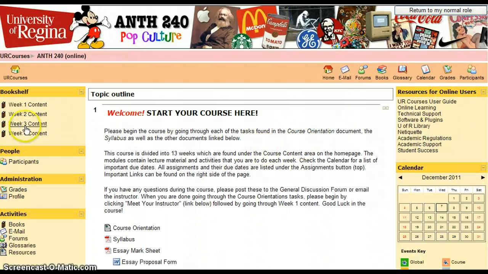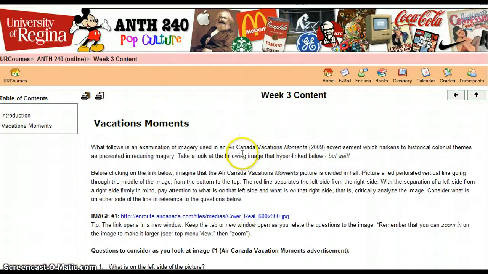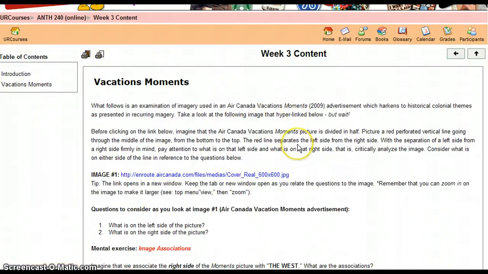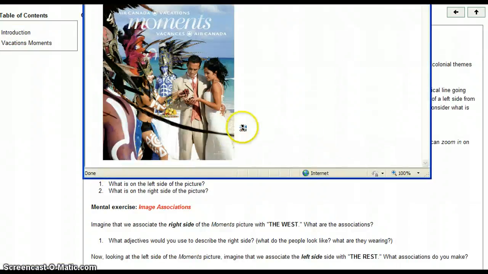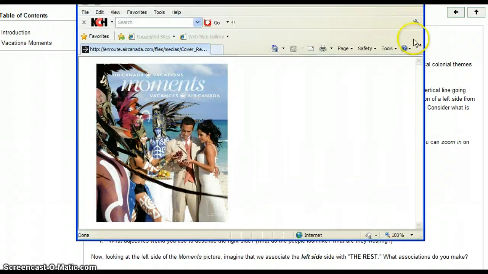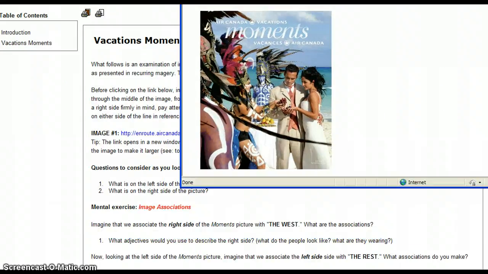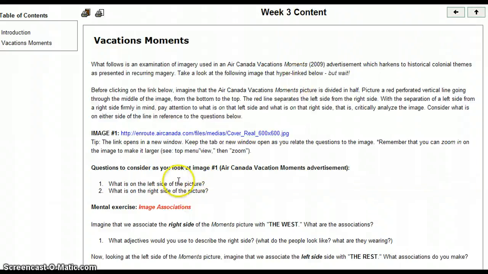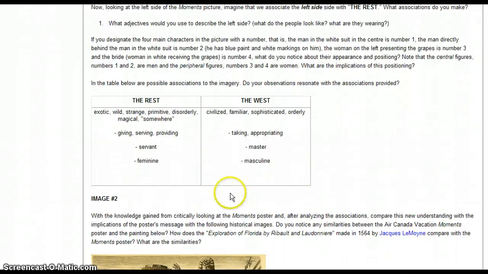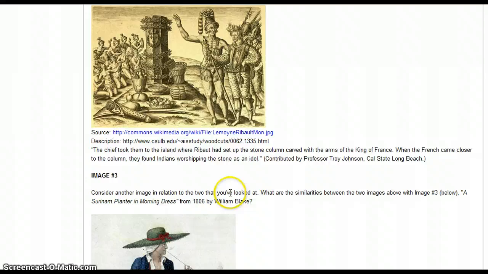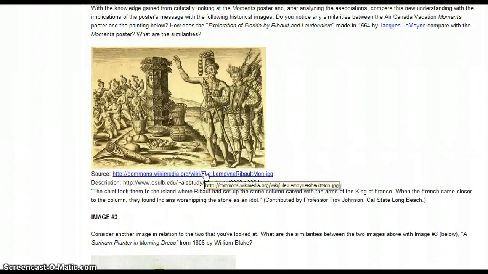What was the other one? Week 3. Vacation moments. With that Air Canada ad, because it's unlikely we would get permission, it is on the internet. So I found it. We direct the students to look at it. They could have it open while they read these things. And then we ask them what is on the left side, what is on the right side, and then the image associations. We can have some of these images as long as we source where it came from. This is from Wiki Commons.